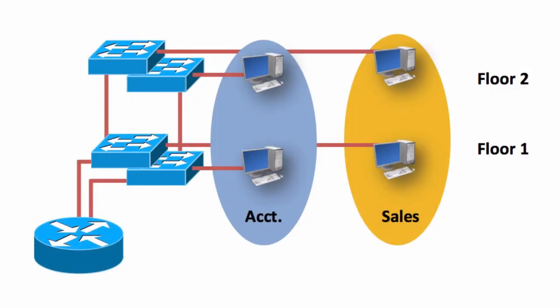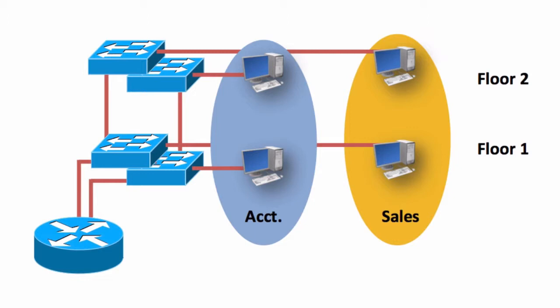Consider the topology we have on screen. This is representative of the fact that we have a couple of departments within the same building that are connected to the same network. But we want, for performance reasons, for security reasons, to keep the accounting traffic separate from the sales traffic.